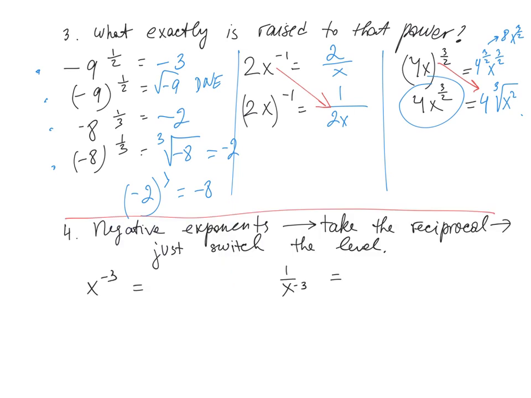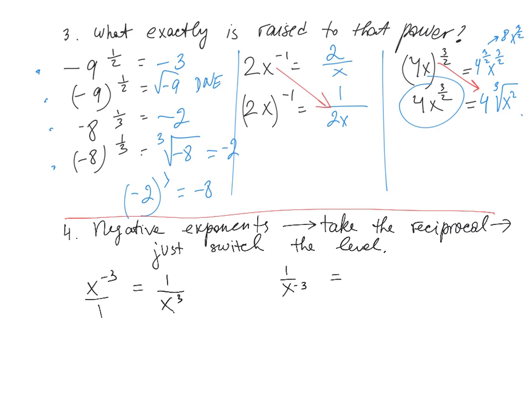Okay, the next quick hint. When you have negative exponents and fractional expressions, this is really useful. Negative exponent means take the reciprocal, which just says switch the level. If you have x raised to -3 power, it means 1 over x to the third. So instead of being on top, you can visualize it like this.